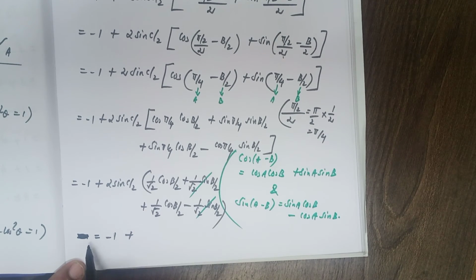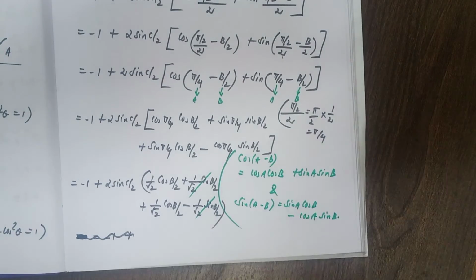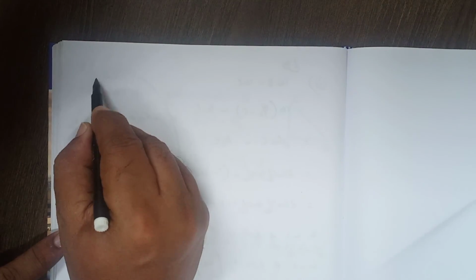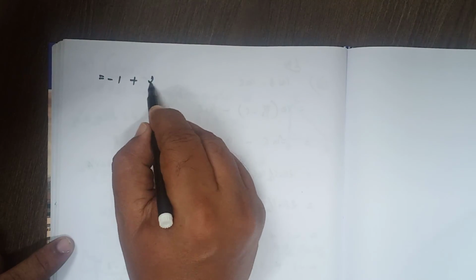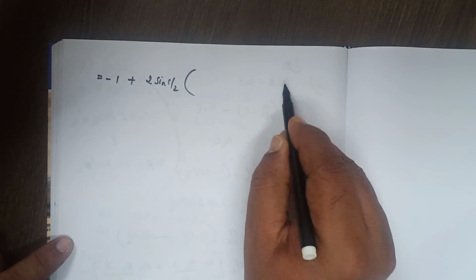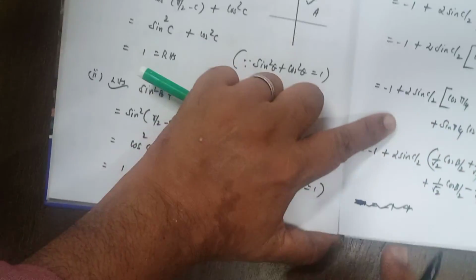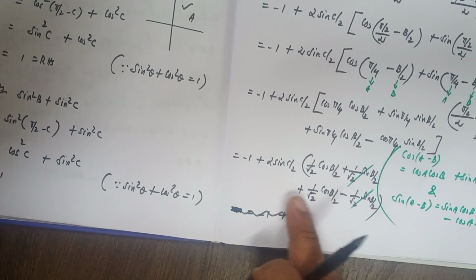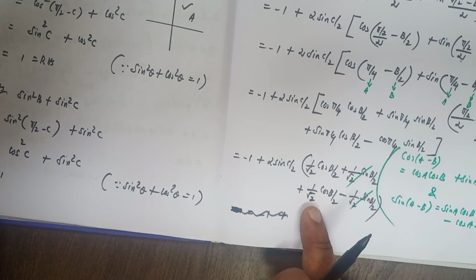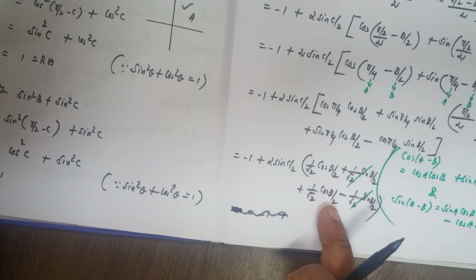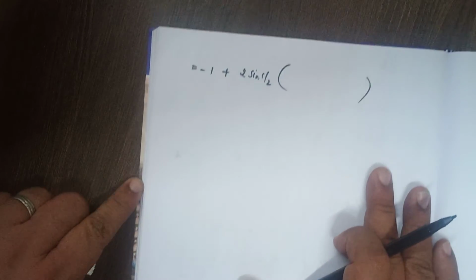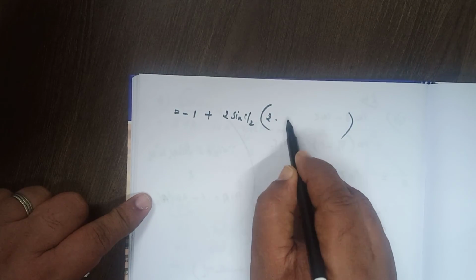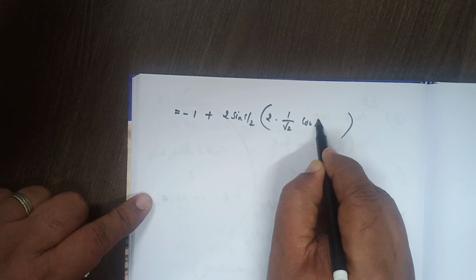plus 2 sin c by 2, I write on the next page, that is equal to minus 1 plus 2 sin c by 2 as it is, into, after writing 2 sin c by 2, here 1 by root 2 cos b by 2, here also 1 by root 2 cos b by 2. How many times 1 by root 2? 2 times 1 by root 2 cos b by 2.